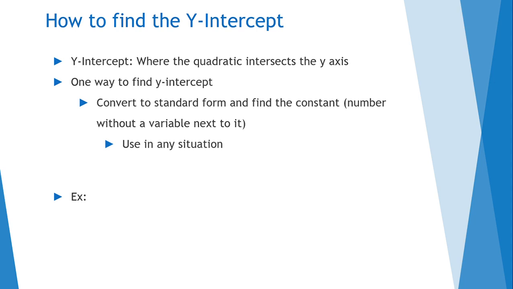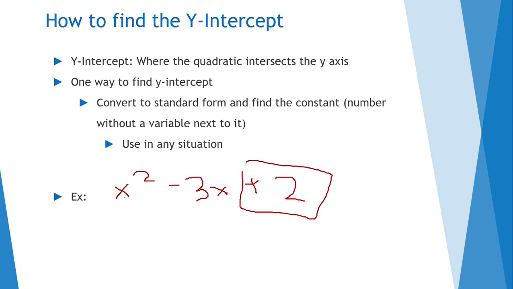So let's see this on a function, let's try it on x squared minus 3x plus 2. You can see that my constant term is 2 over here, and it's plus 2, so it's going to be positive. So that means my y-intercept is going to be 2. So my y-intercept is actually going to be at 0, because it'll always be at 0, and then 2. Okay, and that's it.